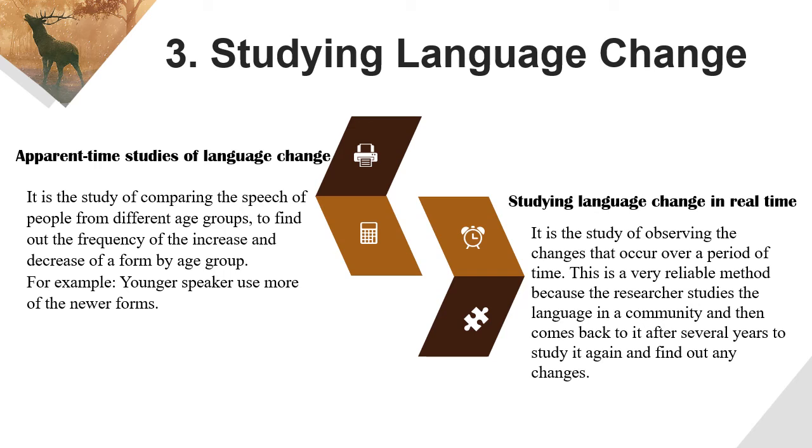And then the second, studying language change in real time. It is the study of observing the changes that occur over a period of time. This is a very reliable method because the researcher studies the language in a community and then comes back to it after several years to study it again and find out any changes. It is considering the social factors affecting the language use.